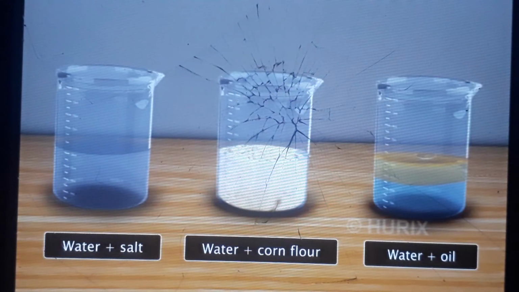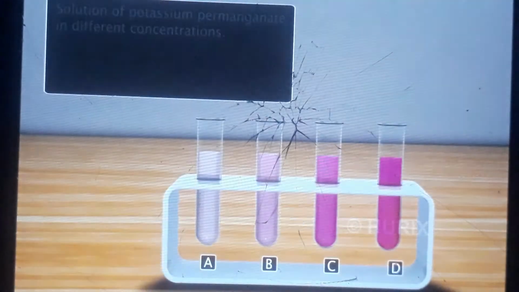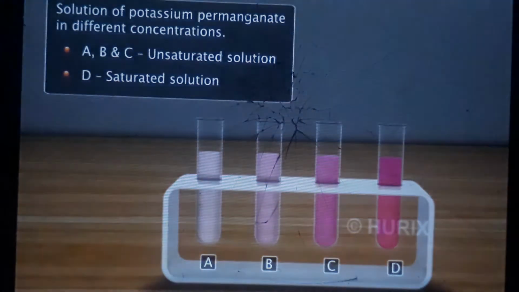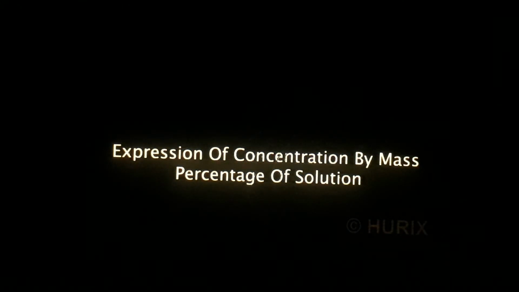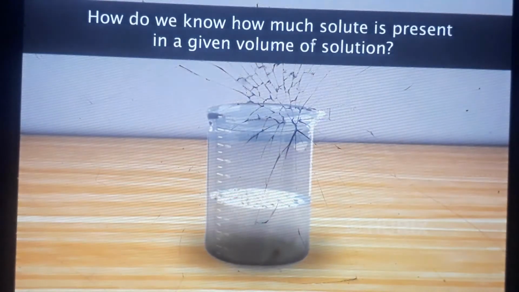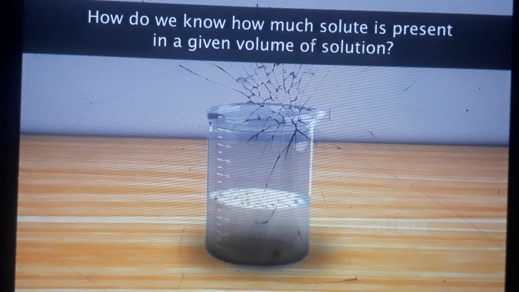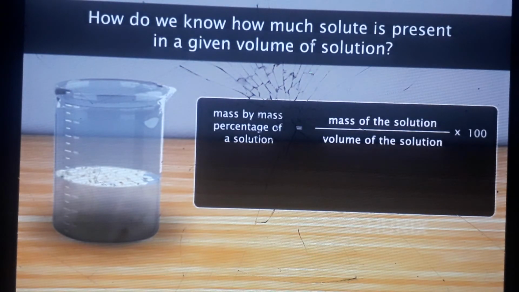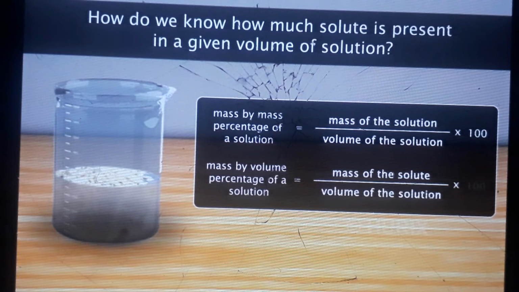Different substances have different solubility in a given solvent at the same temperature. With a colored solute, you can also see variation in intensity of color relative to change in concentration. If the amount of solute is less than the saturation level, it is called an unsaturated solution. The concentration of a solution is expressed by 2 methods. When we express the concentration, it is done through mass by mass percentage and mass by volume percentage.